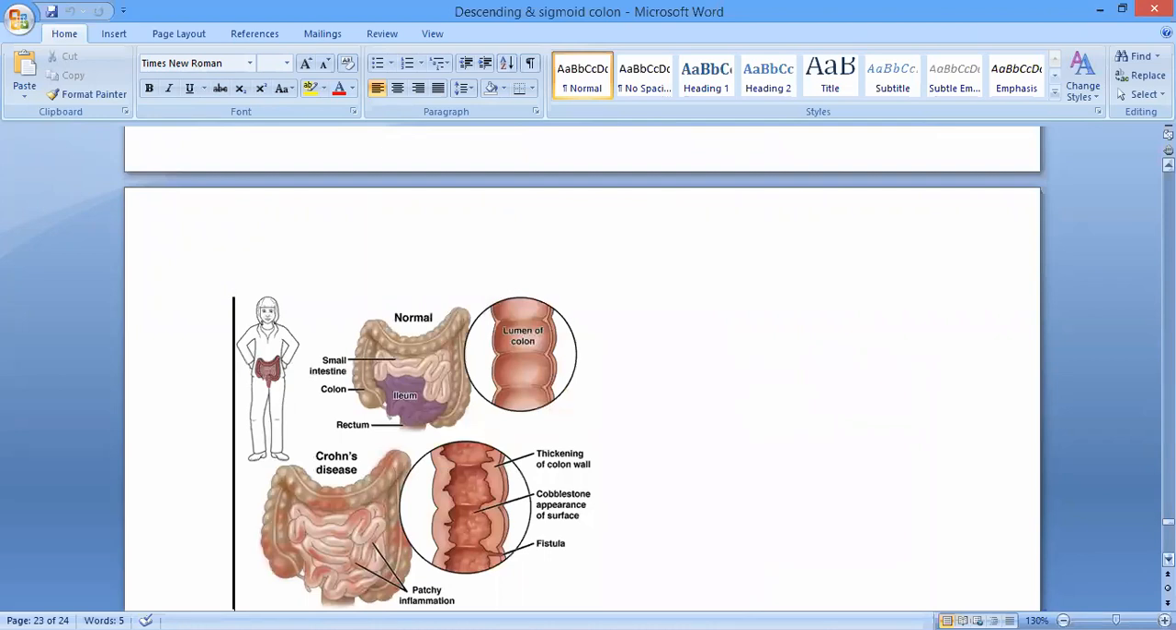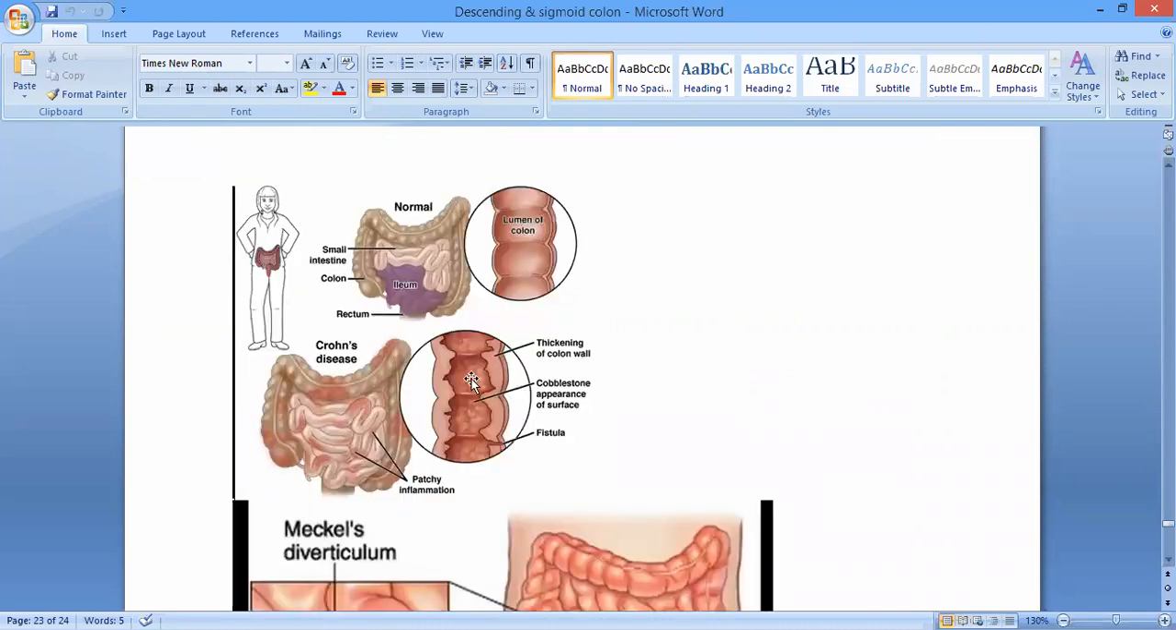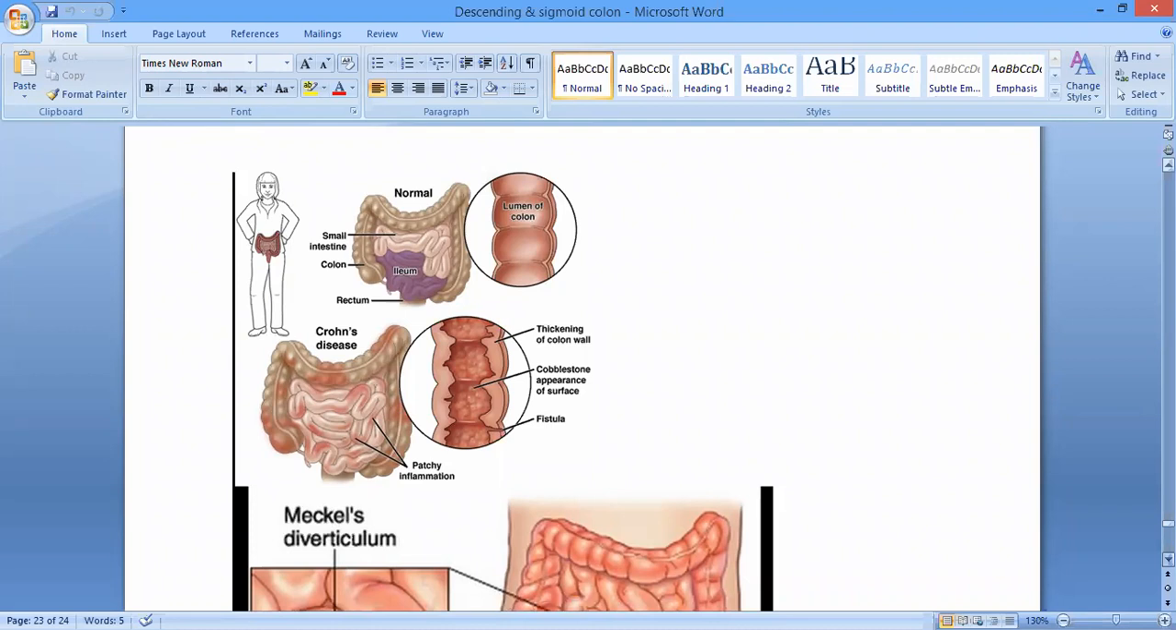There is another condition. Here you can see the intestinal wall becomes thickened, and the surface has a cobblestone appearance. And in ulcerative colitis, only one part of the large intestine has inflammation in some part. But in Crohn's, you can see multiple spots involving the small intestine and large intestine, so it involves multiple parts of the small and large intestine.